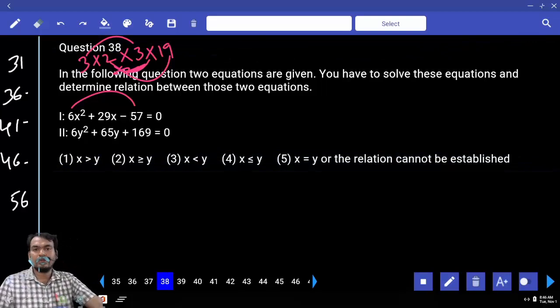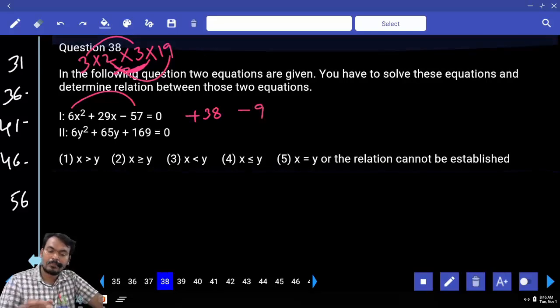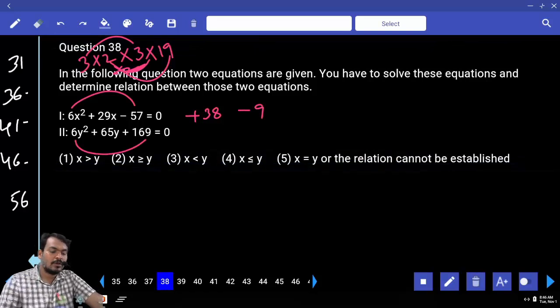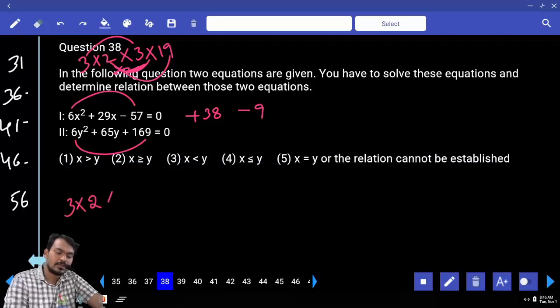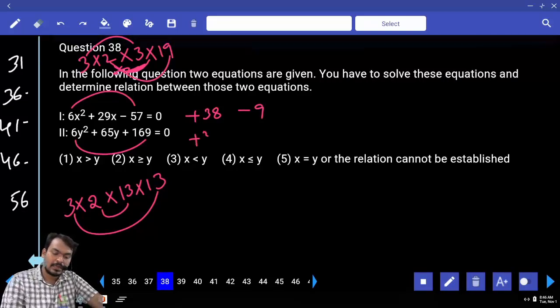38 and 9. Difference will be 29. One is 38. Another one minus 9 or plus 9? Minus 9. Second one, 6 into how much? 169. 6 means we write 3 into 2, or not? 169 means 13 into 13, or not? 13 to the 26. 13 3 the 39. One is plus 39, another one plus 26.